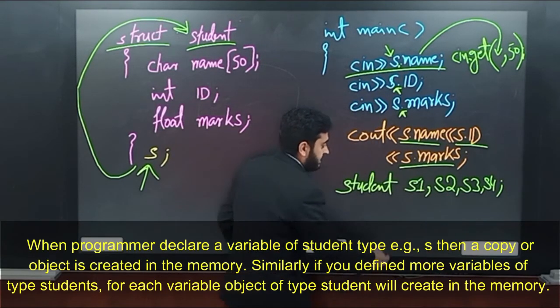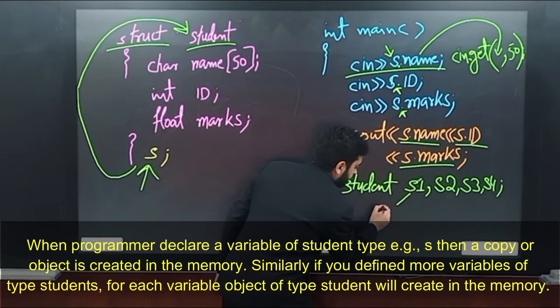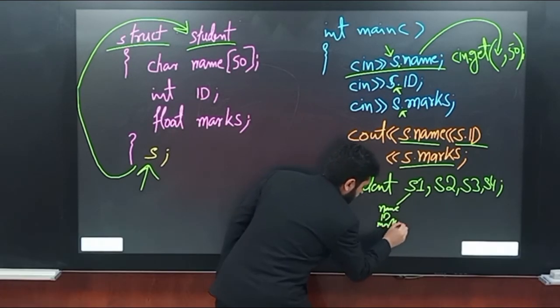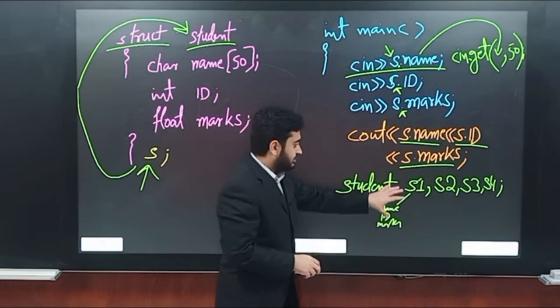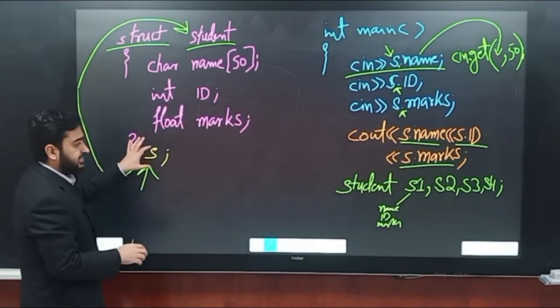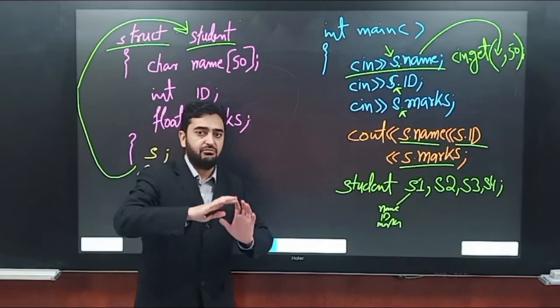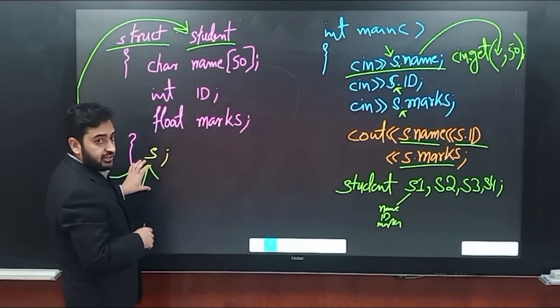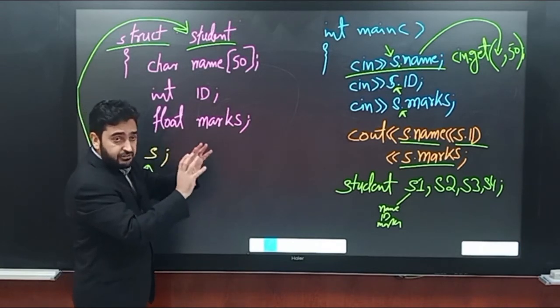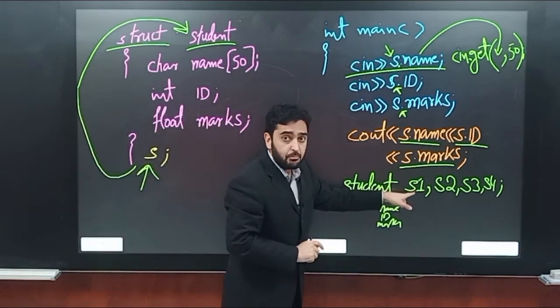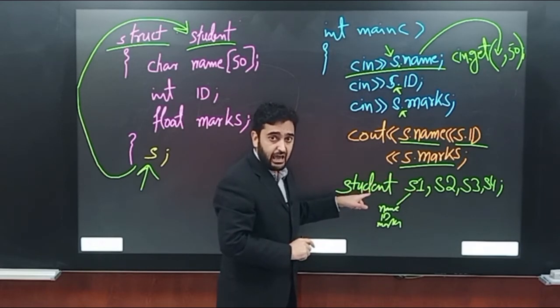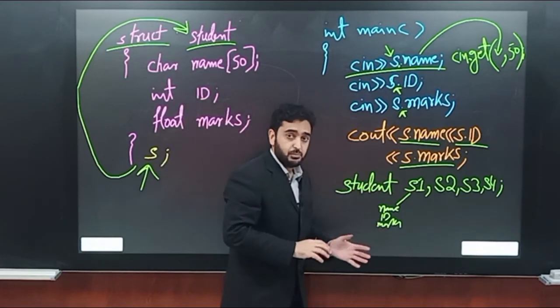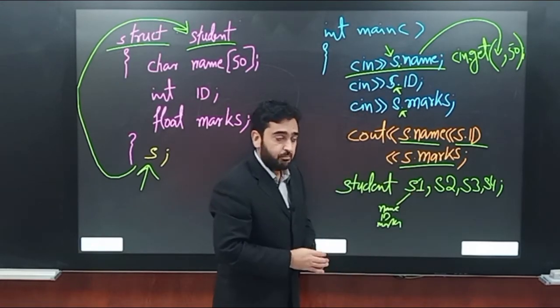It means that s1 has name, id, and marks. This s has the name, id, and marks in a very separate space of the memory. So it is a copy of this structure saved in another space of the memory. This is another copy of the student data type or this structure, which is being saved in another space of the memory.